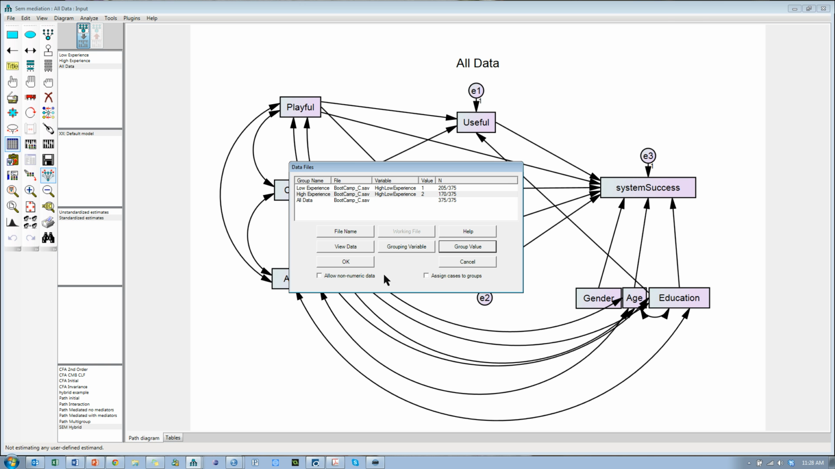Anyone else? Use the grouping variable 1. For me, for low it was 1, for 2 it was high. Anyone else? Okay.